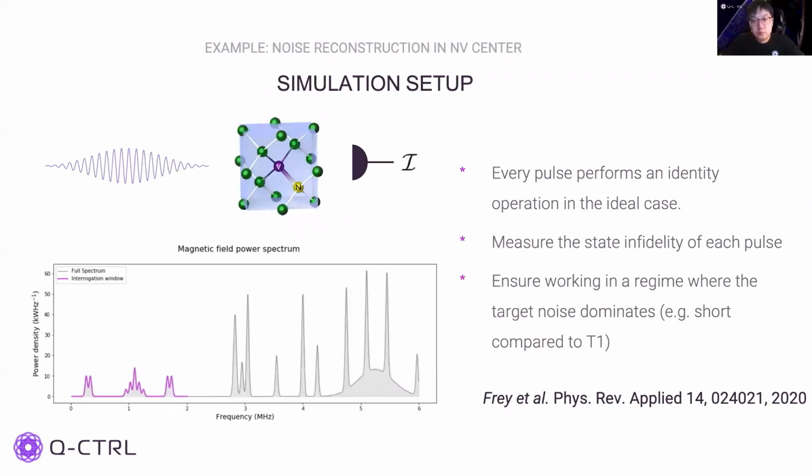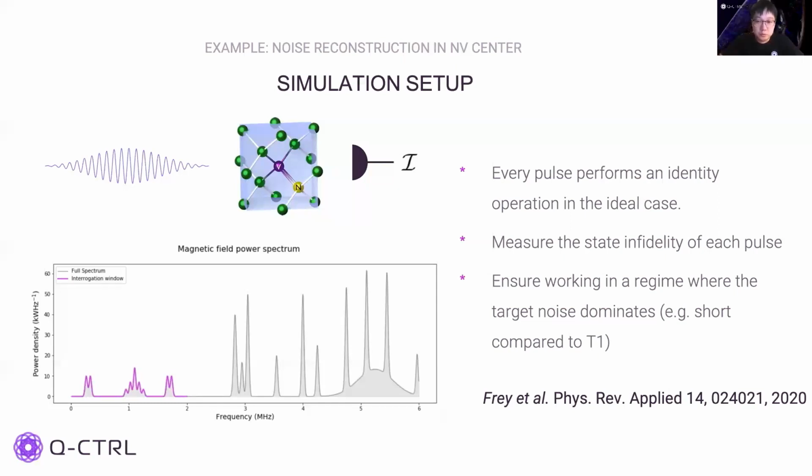And they have a tunable frequency response and therefore solve the spectrum leakage issue. Here, each pulse is designed to perform an identity operation if there's no noise in the system. And we only care about the dephasing process related to the T2 time rather than T1, meaning the gate operation and measurement are short compared to T1. The goal is to reconstruct the noise spectrum at a low frequency range as highlighted.